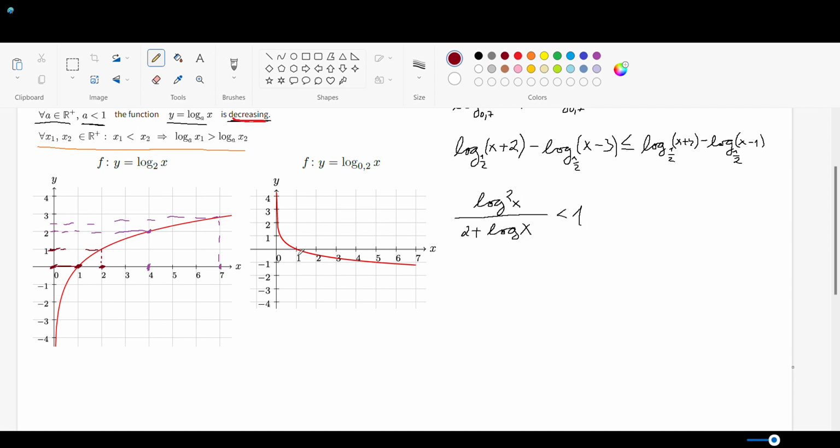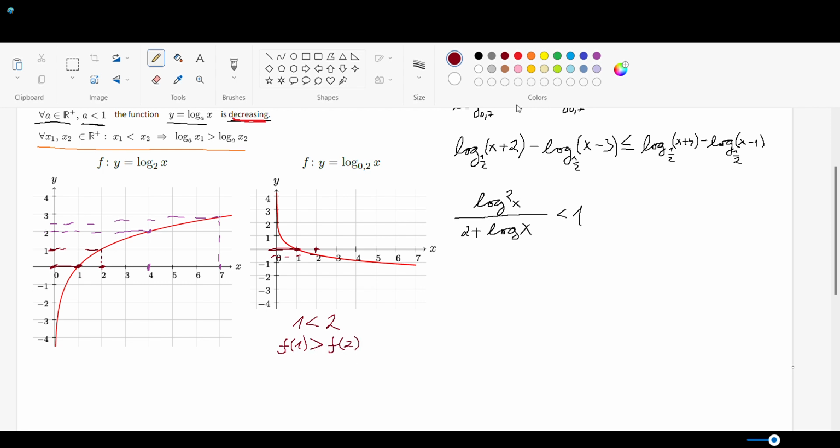If you think about, for example, x1 being 1 and x2 being again 2, you can very easily see that the value of the function at 1 is greater than the value of the function at 2. So basically 1 is less than 2, but the value of the function at 1 is greater than the value of the function at 2.